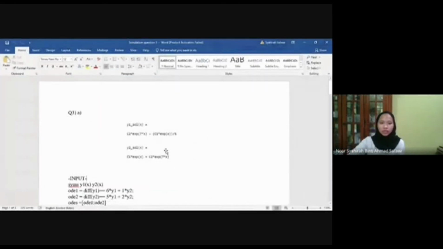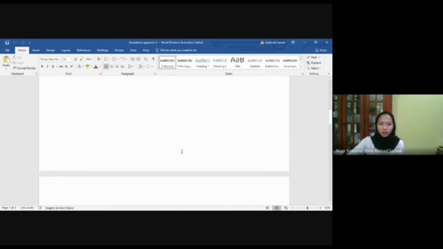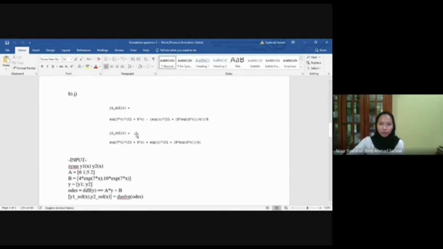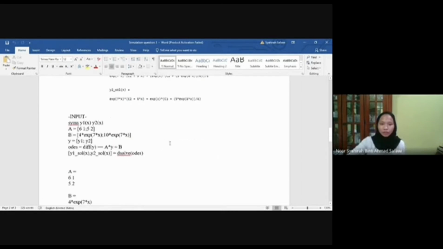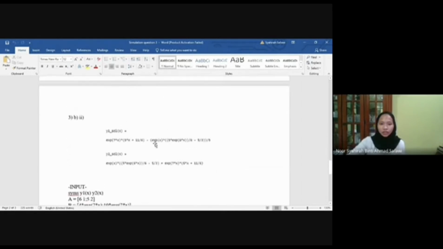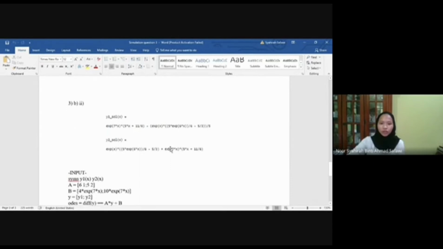So this is the simulation using MATLAB for question 3A. This is the proof that the calculation and the simulation get the same value. And this is for B1, also using MATLAB, the calculation value and the simulation value are the same. And this is the proof that question 3B2 is also the same as the calculation value.